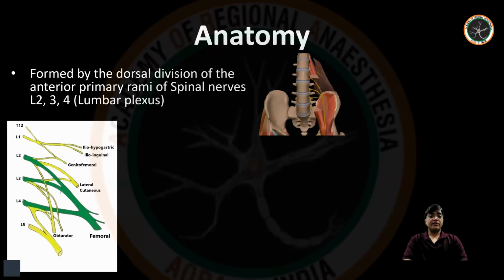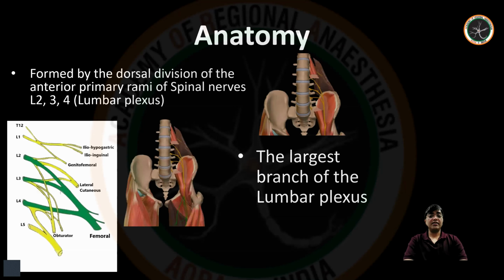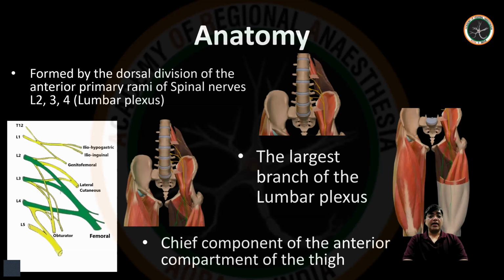The femoral nerve is formed by the dorsal division of the anterior primary rami of the spinal nerves from L2, 3, 4, which also form the lumbar plexus, and the femoral nerve is the largest branch of the lumbar plexus. The femoral nerve is the chief component of the anterior compartment of the thigh.